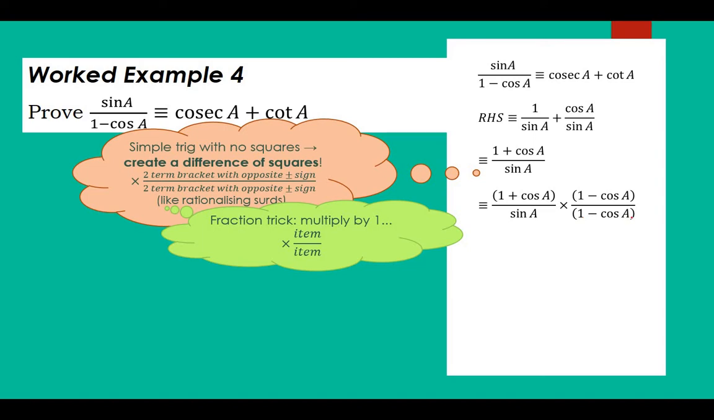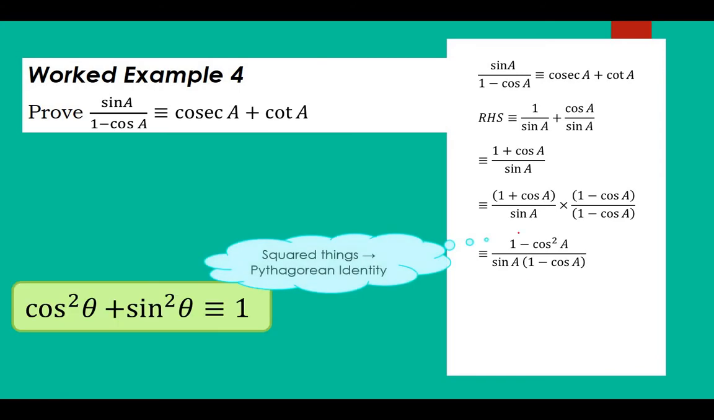And now let's expand that out. And hooray, we've got a nice squared term, so we can use our Pythagorean identity. That looks a lot better. I didn't bother expanding out the denominator before because it didn't look like it was going to make anything recognizable. And that's been quite useful because now we can cancel common factors. And we end up with the right-hand side equalling the left-hand side, which is super.